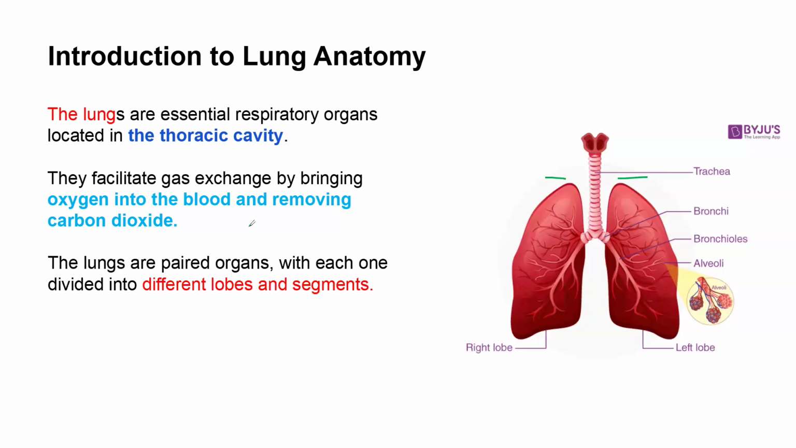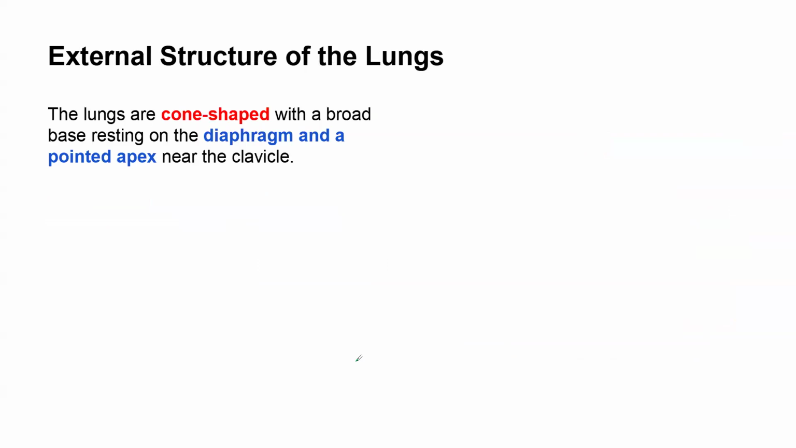And of course, as you can see, it's divided into lobes. We have a right lobe and then we have a left lobe. So this is the lungs. If you look at it, it is a paired organ and each is divided into lobes. And of course, we have left lobes and we have right lobes. So then what are the external structures of the lungs?